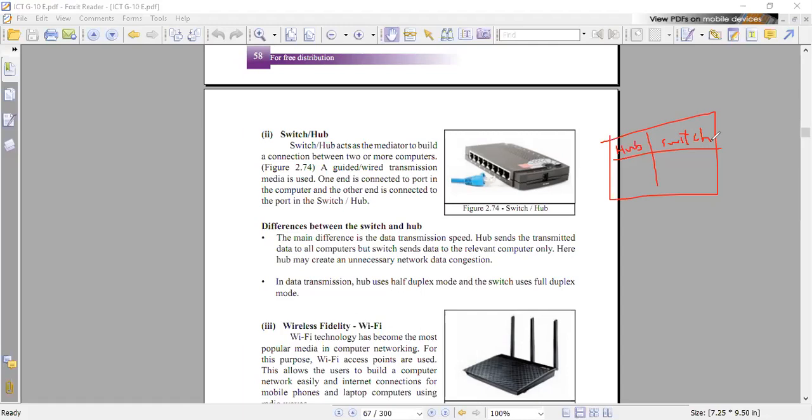Under hub, another point. Data transmission speed is low. When you compare to switch, it's a bit low, because it sends data to all the computers and they come back. Because of those reasons, data transmission speed is low. But on a switch, data transmission speed is high compared to hub.